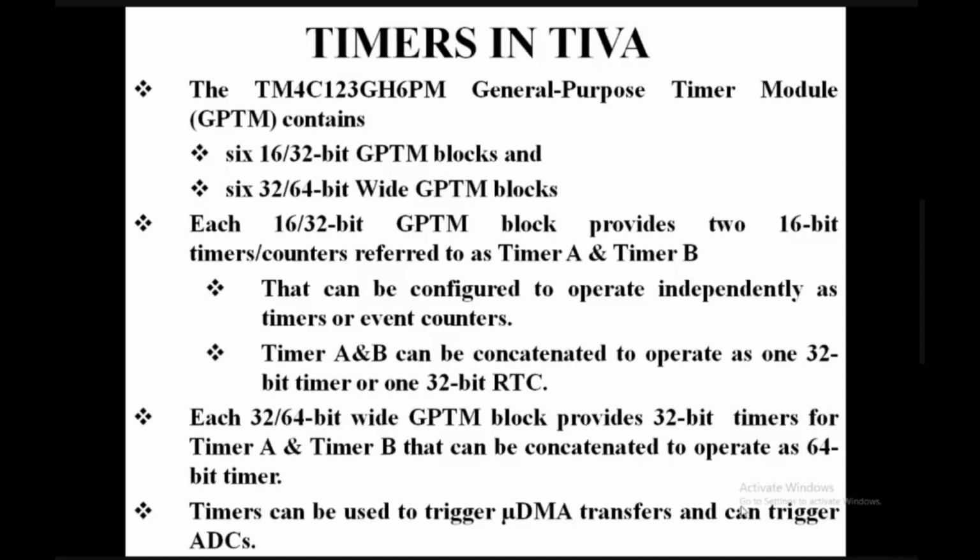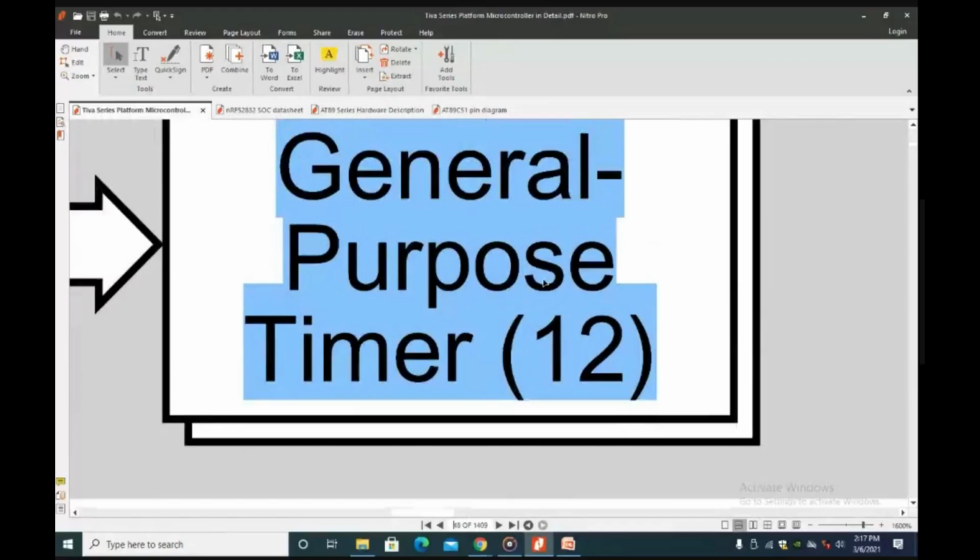So when we take the timers in TIVA microcontroller, the TM4C123GH6PM general purpose timer module, they used to call it GPTM. Whenever we say timer, it means GPTM. General purpose timer module contains 6 16 or 32-bit general purpose timer module blocks and 6 32 or 64-bit wide general purpose timer module blocks put together to form totally 12 general purpose timers.